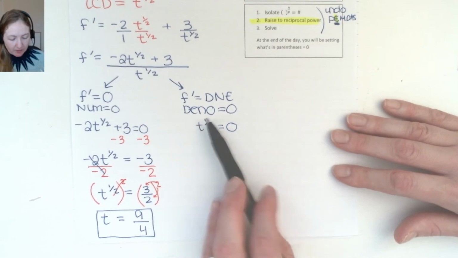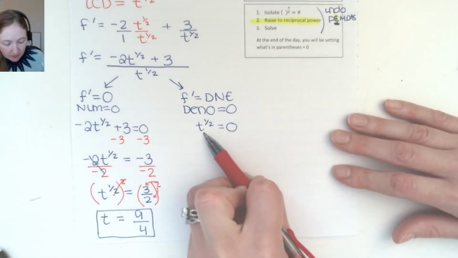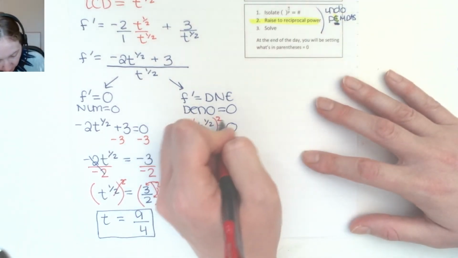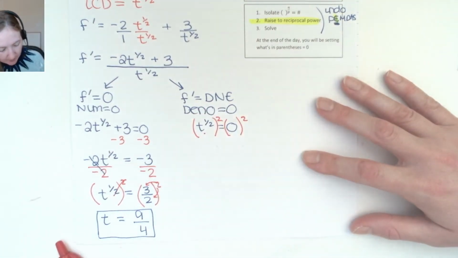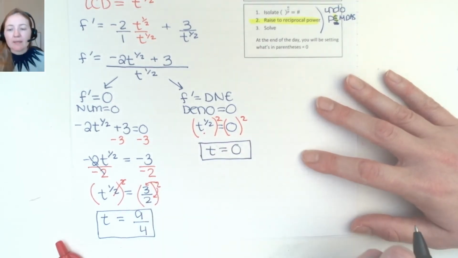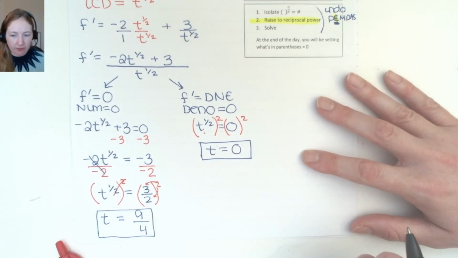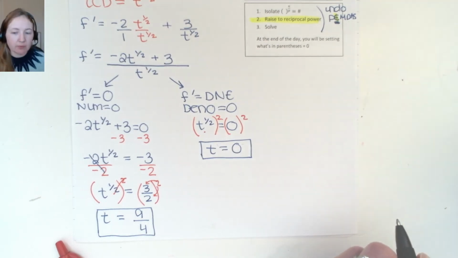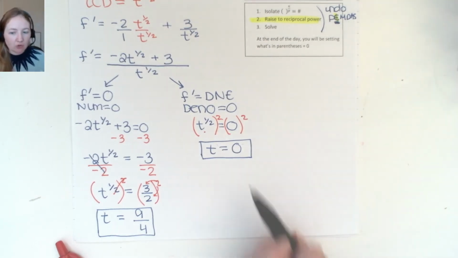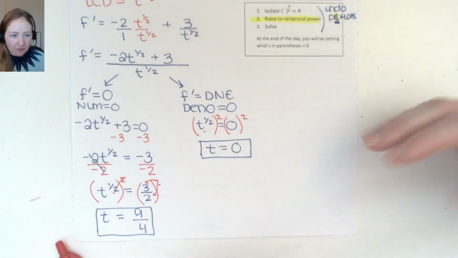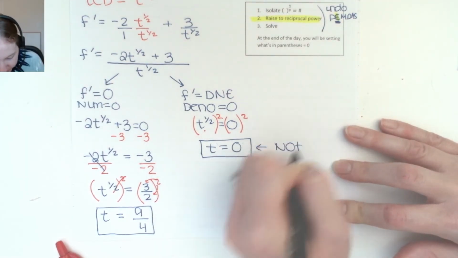Meanwhile, over here with this f prime does not exist, we have a t to the 1/2. We're right at that exponent level. So to undo it, we will square both sides, and that will give us t is equal to 0. Now, technically, t is equal to 0 is not a critical number because it's not interior to the domain. However, it is still relevant for potentially finding an extreme point. So we are going to potentially consider it, but the reality of the matter is it's not a critical number.